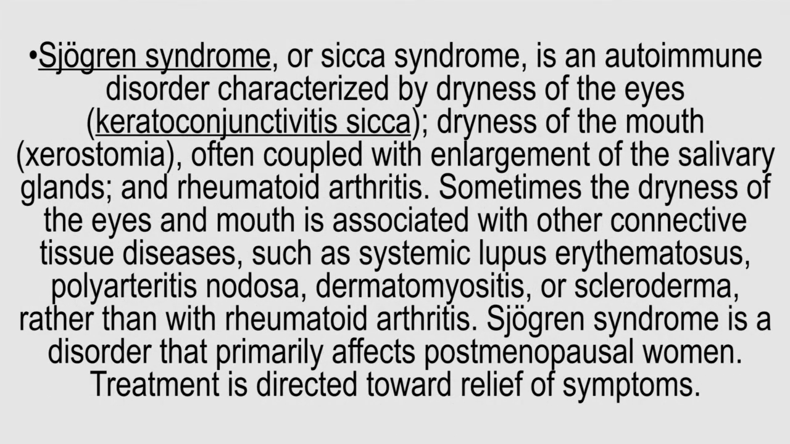Sjogren syndrome, or Sicca syndrome, is an autoimmune disorder characterized by dryness of the eyes, keratoconjunctivitis sicca, dryness of the mouth, xerostomia, often coupled with enlargement of the salivary glands, and rheumatoid arthritis. Sometimes the dryness of the eyes and mouth is associated with other connective tissue diseases, such as systemic lupus erythematosus, polyarteritis nodosa, dermatomyositis, or scleroderma, rather than with rheumatoid arthritis. Sjogren syndrome is a disorder that primarily affects postmenopausal women. Treatment is directed toward relief of symptoms.